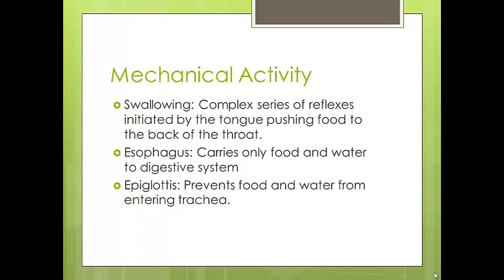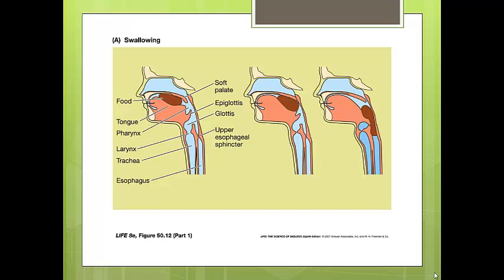Another very important piece of this process we've already talked about is the epiglottis, which prevents food and water from going down the trachea. That's where we get the saying, don't let it go down the wrong pipe. This diagram is very self-explanatory.